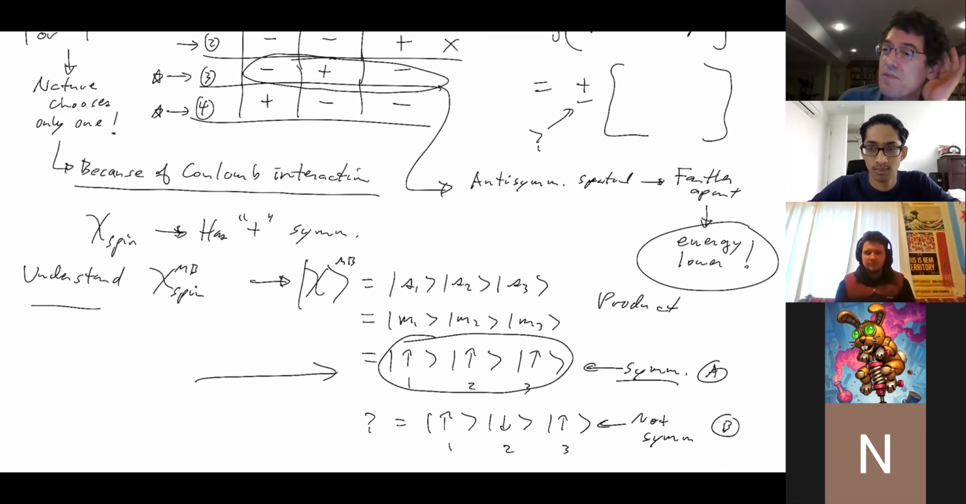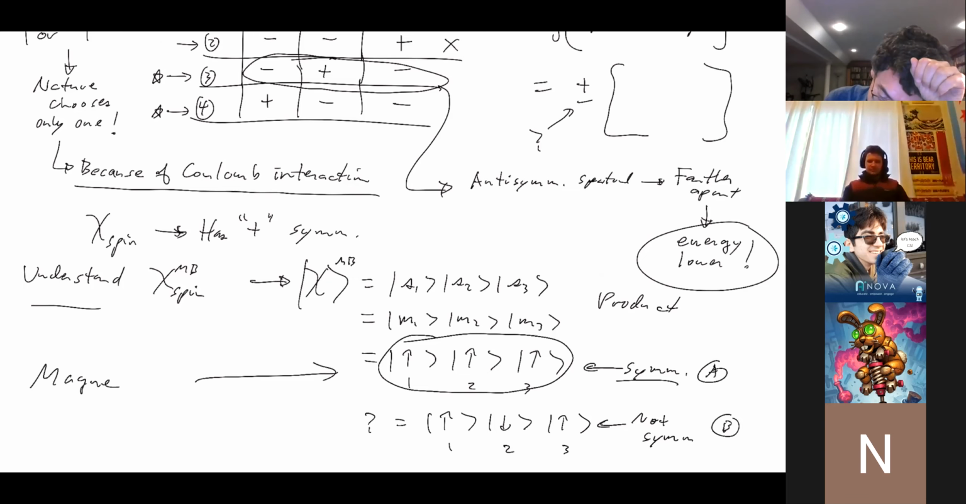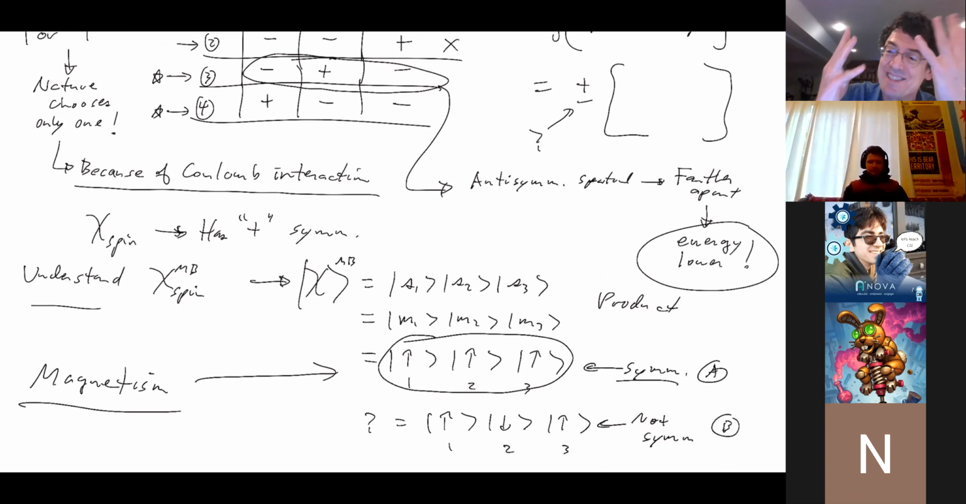Is it like Hund's rule? It is Hund's rule, but I don't know if that's the word I would use. There's another word I want to use. Is it magnetic? Yes, we call this magnetism. That's what magnetism is. Things are magnetic when the spins are all pointing in the same direction. That is magnetism. That's just what it is.